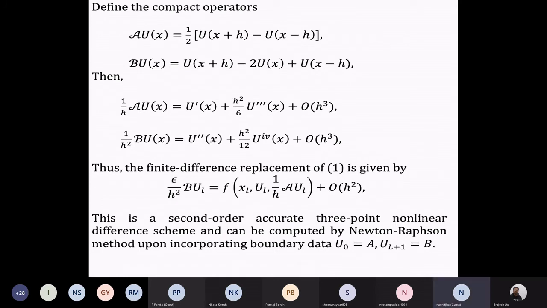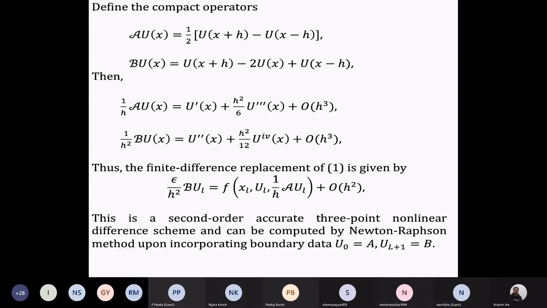Now I am going to define two operators, A u and B u. Operator A and operator B are defined as u of x plus h minus u of x minus h, and u of x plus h minus twice u plus u of x minus h. The second one is easily seen. This is basically the second central difference operator. And this is nothing but the composite of the first central difference operator and the averaging operator.